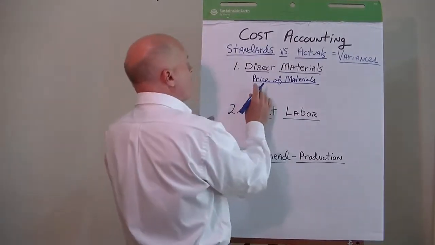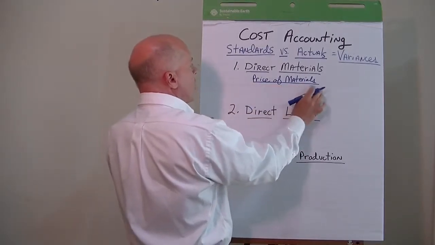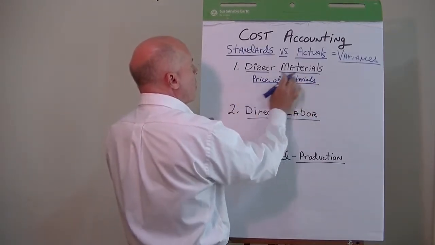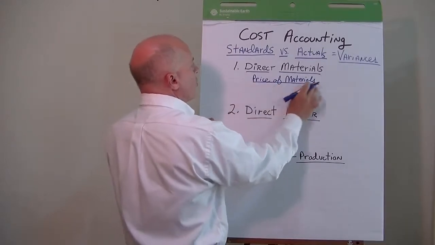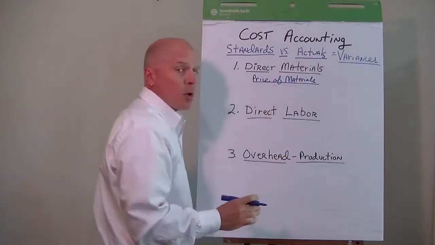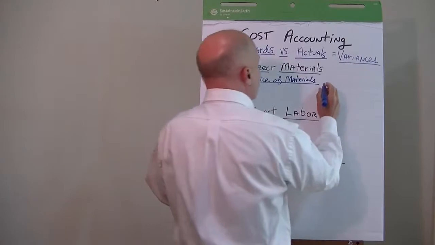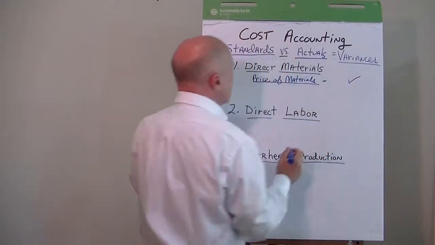That becomes our standard. But the prices may change because the market changes. So what we're going to do is compare our standard contract price under our contract to acquire materials. We know what the standard price is, and we're going to compare it to the actual price we pay for raw materials. That's going to give rise to a variance.